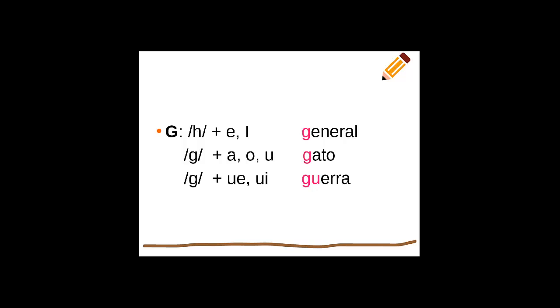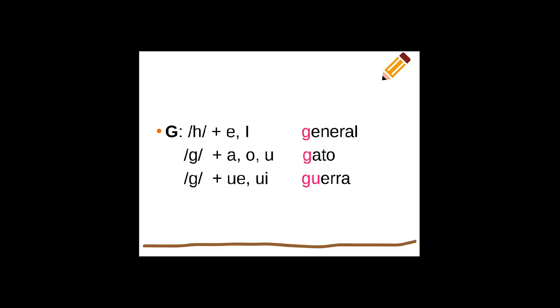This sort of sound is found when we have G and E or I. If we want the soft variety, like in gato, that is cat, then we need G and A, O, U.